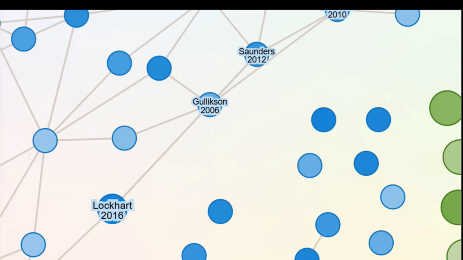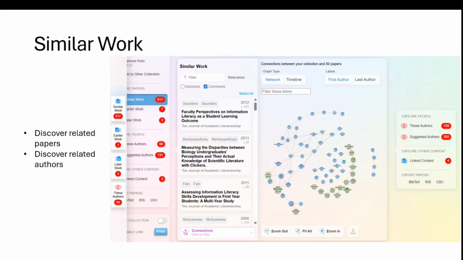You can actually move those little circles around. I don't know why, but you can. So if you're a visual learner and you like to think about connections and you want to explore similar work or similar authors, this might be a good tool for you. Or if you're a Zotero user, because again, it connects right to Zotero.